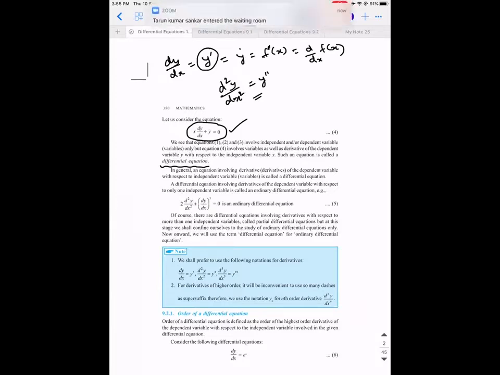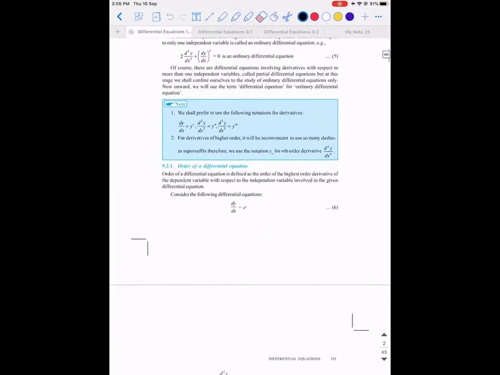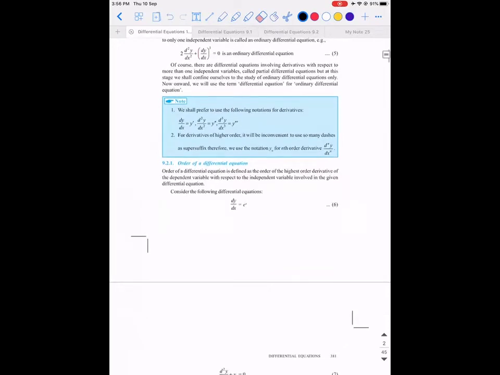So we shall prefer the following notations: dy by dx is equal to y dash, d square y by dx square is y double dash, d cube y by dx cube is equal to y triple dash. So it keeps on going like this. Okay. So for every differential equation, there are two important terms to be kept in mind. One is called the order of a differential equation.